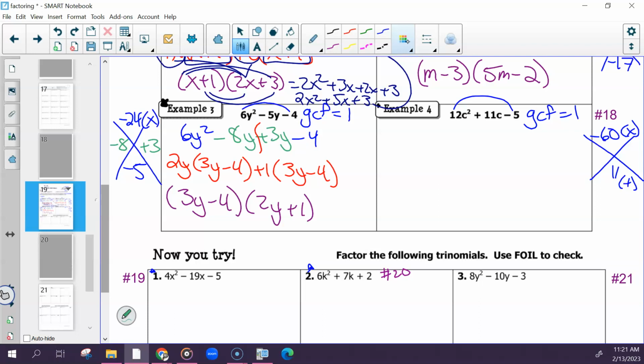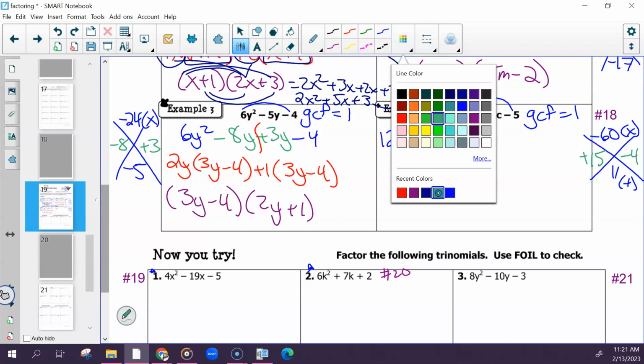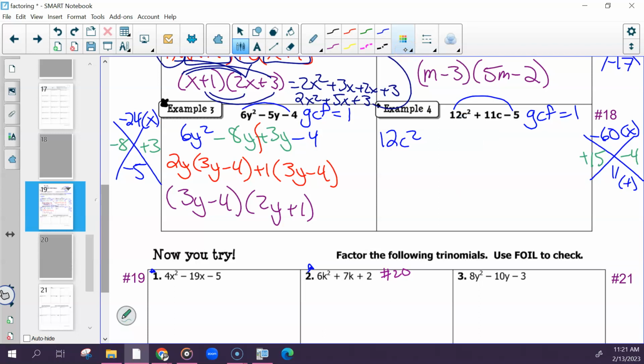Sorry, what were your numbers? 15 and 4. And you said positive 15 and negative 4. Okay? So let's rewrite this. 12c squared, the order doesn't really matter because you could take something out of both. So I'll do plus 15c minus 4c minus 5.